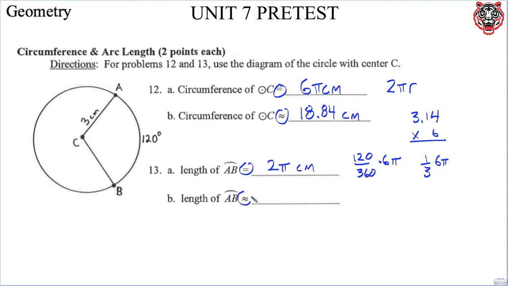Length of AB, approximately equal to. So now I need to do 2 times pi. Well, pi is 3.14, so 6.28 centimeters.